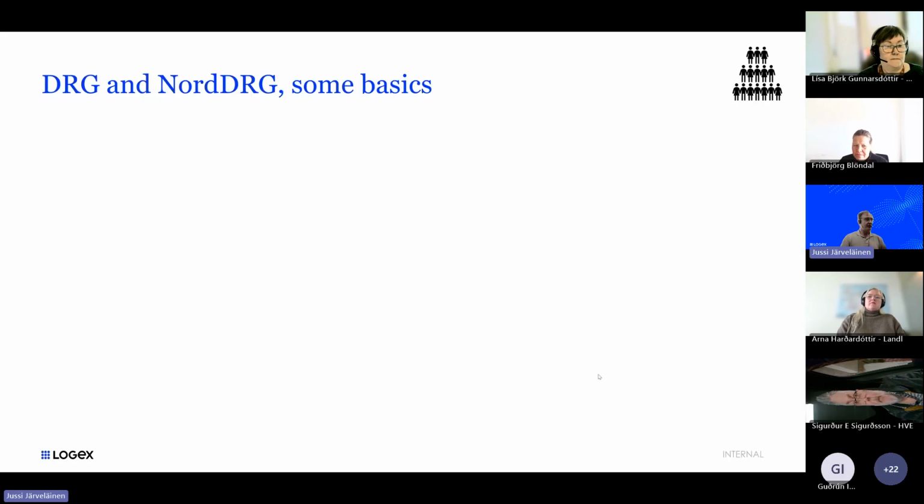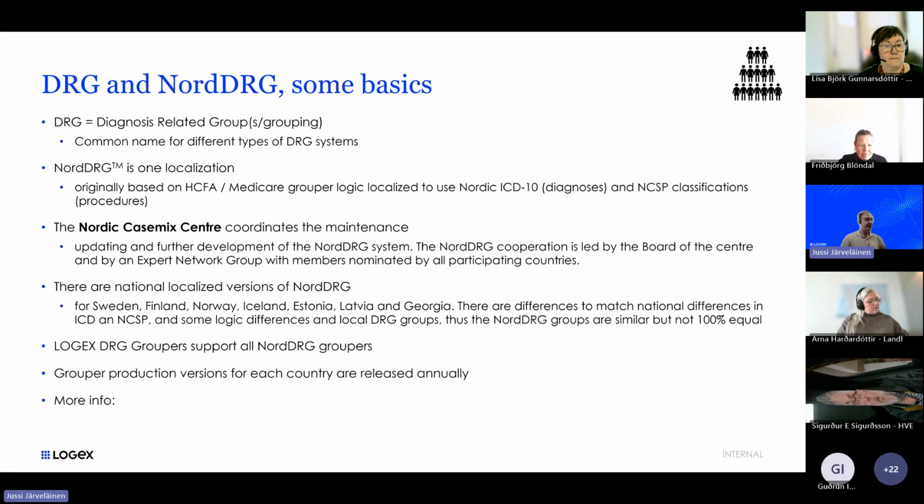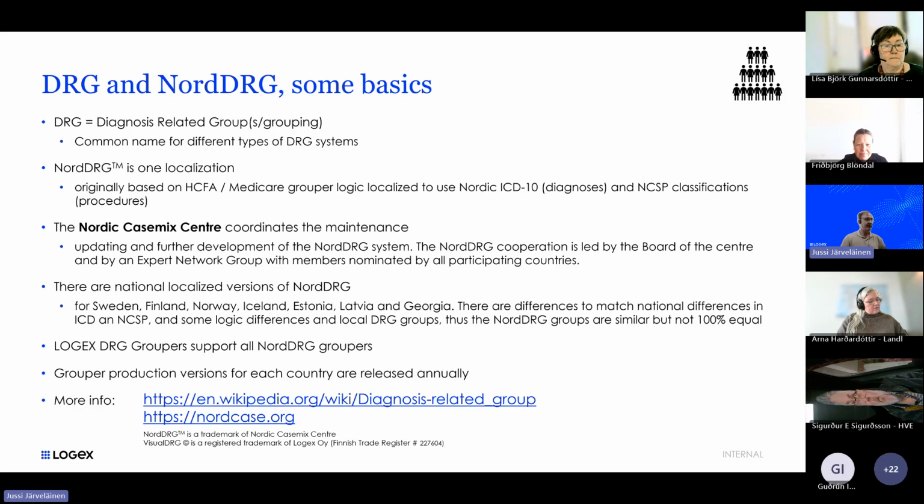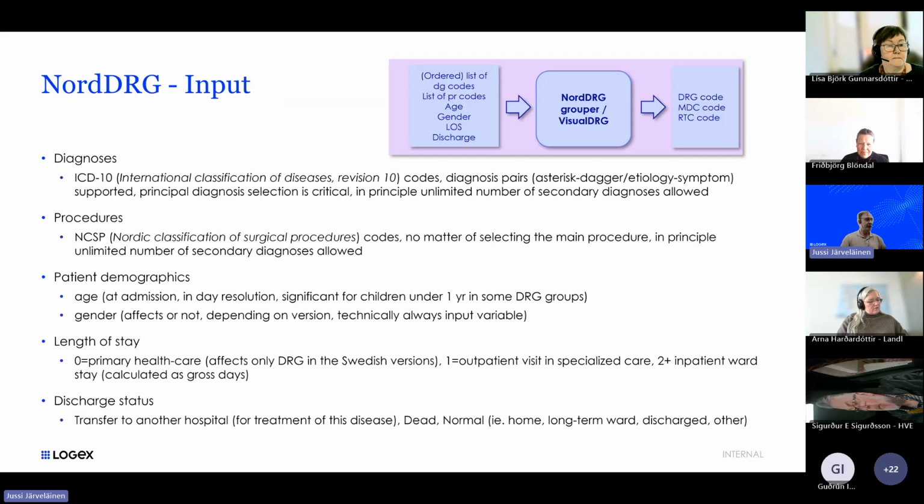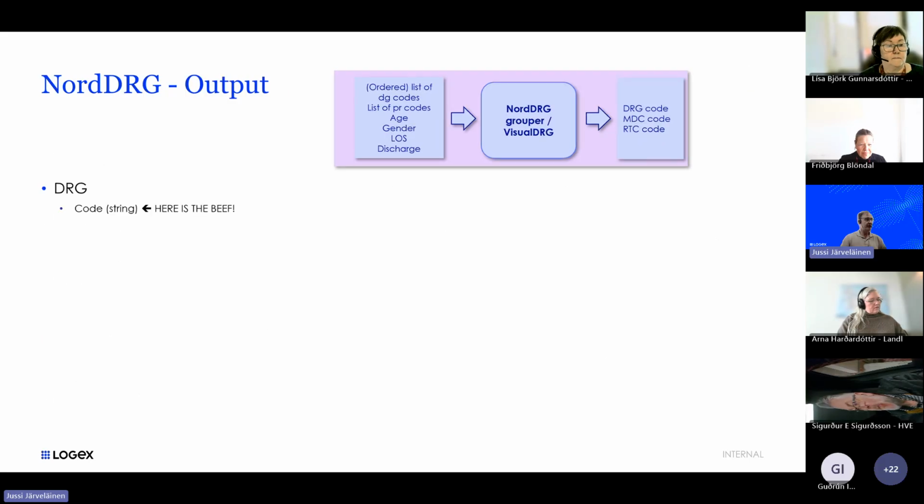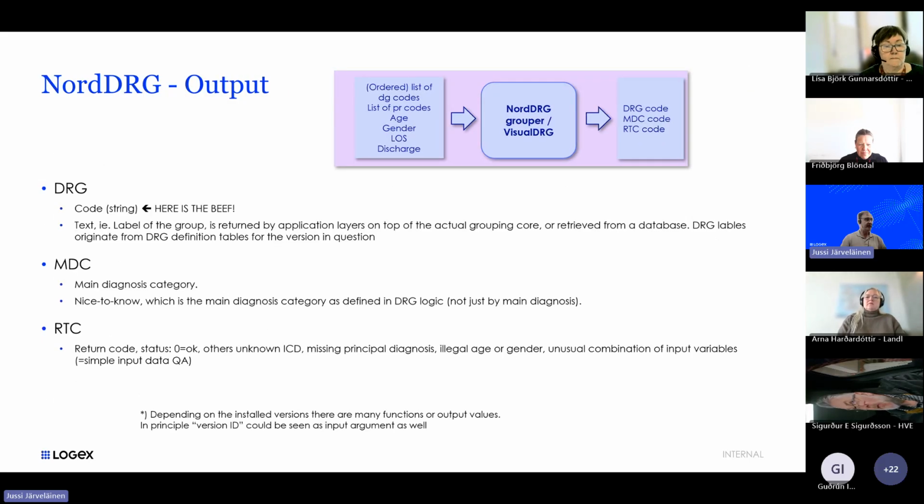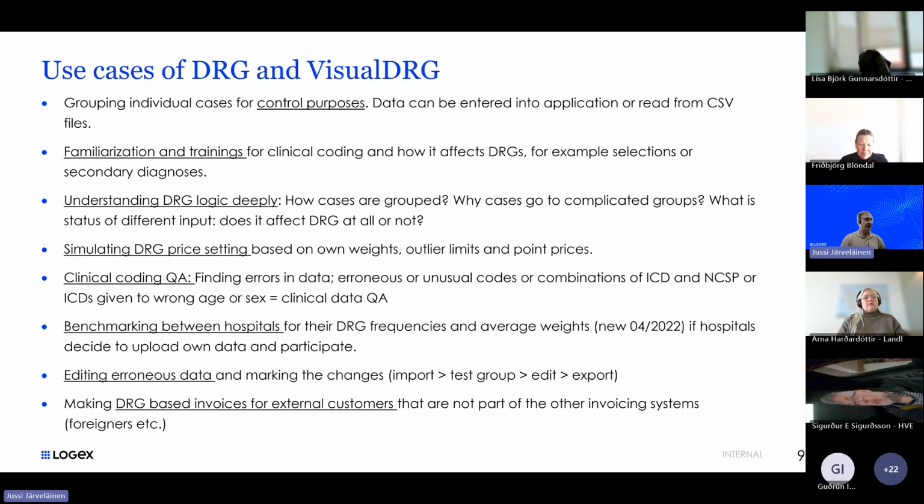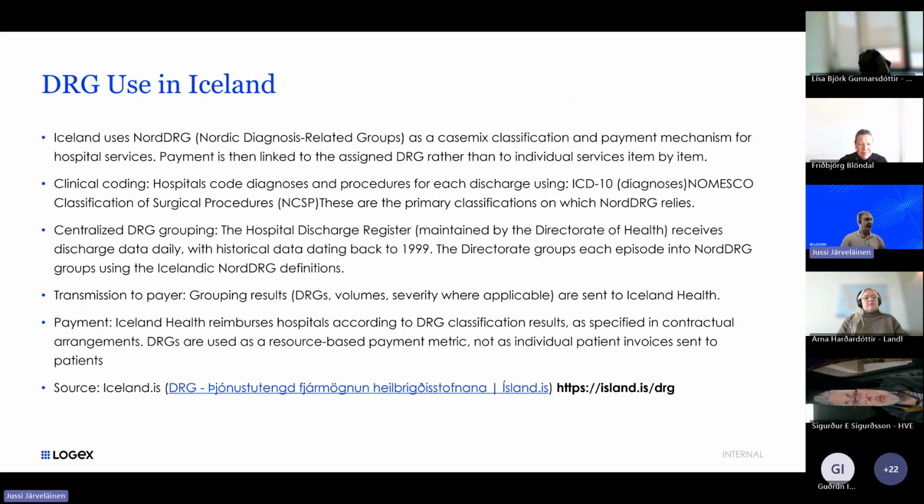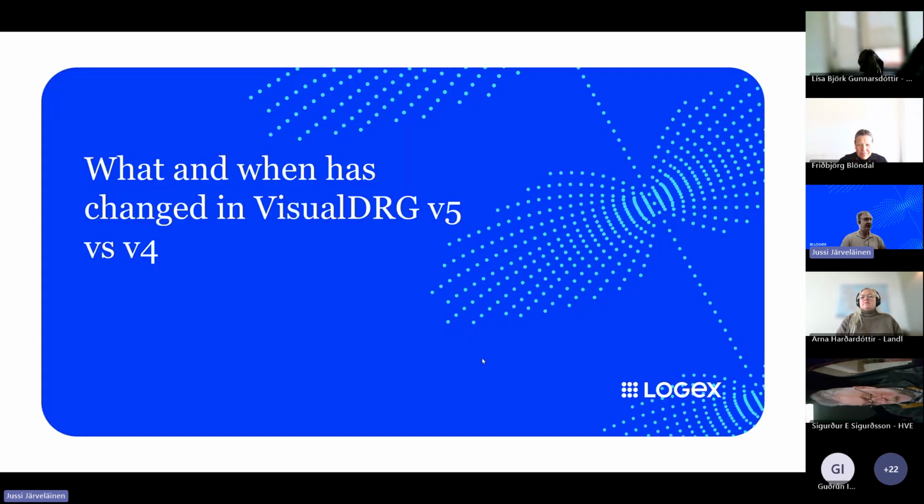So I'll skip the NuDRG basics. What is it? It's some pages about that. Then we have the input specifications that should be known to you. Then we have what is in output: the DRG, MDC, and return code. Some use cases of DRG, use cases of VisualDRG in particular, and some overview from the Iceland.is pages about the DRG system and its uses in Iceland.